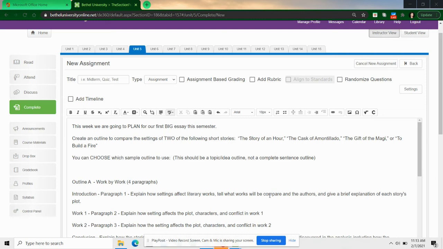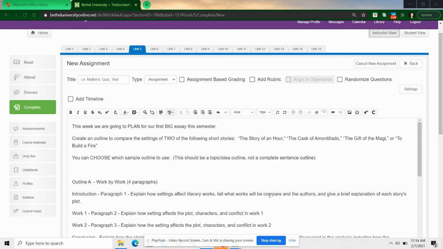This week we are just writing an outline. Next week we will write our rough draft, and then in Unit 7 you will submit your final draft for your first big essay for the semester. And I call this one big because we spend a lot of time on it, and it's going to end up being longer than the essays that we've written in the past.